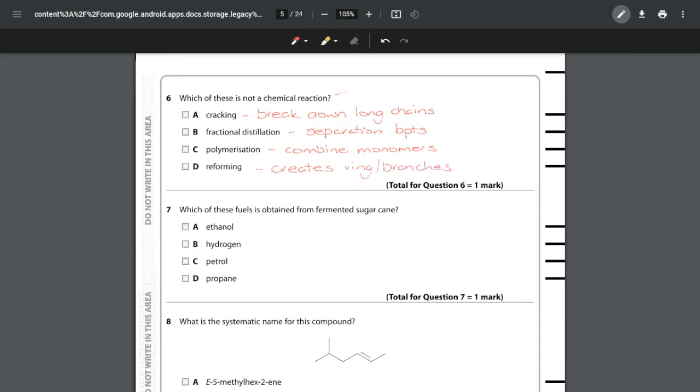And the purpose of a chemical reaction, the way that we can define it here, is that we get some form of breaking of bonds. So cracking, polymerization, and reforming all have breaking of bonds. So our answer must be, again by process of elimination, fractional distillation.